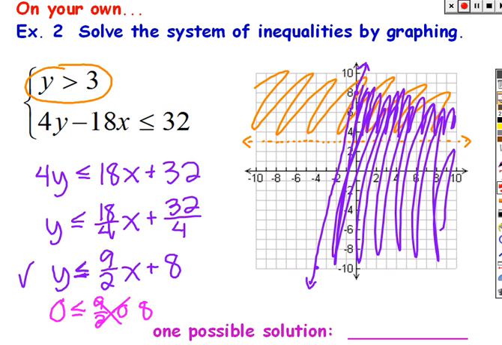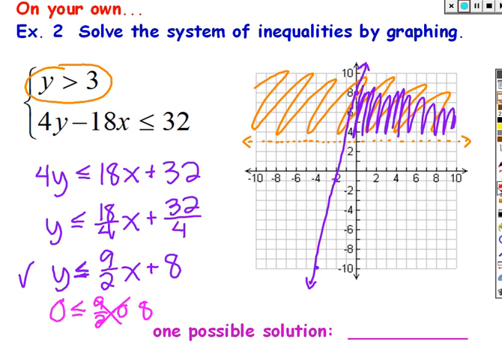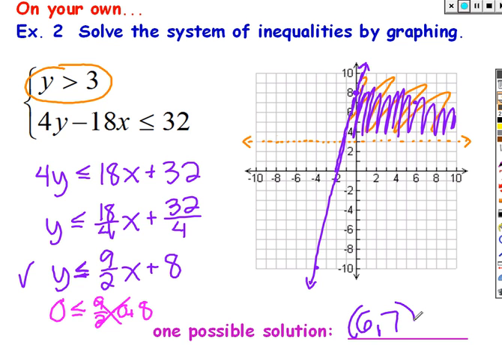So if I erase everything else, and I erase all of this stuff, any point in that overlapping region would make both inequalities true. So for example, the point (6, 7) would be one possible solution.